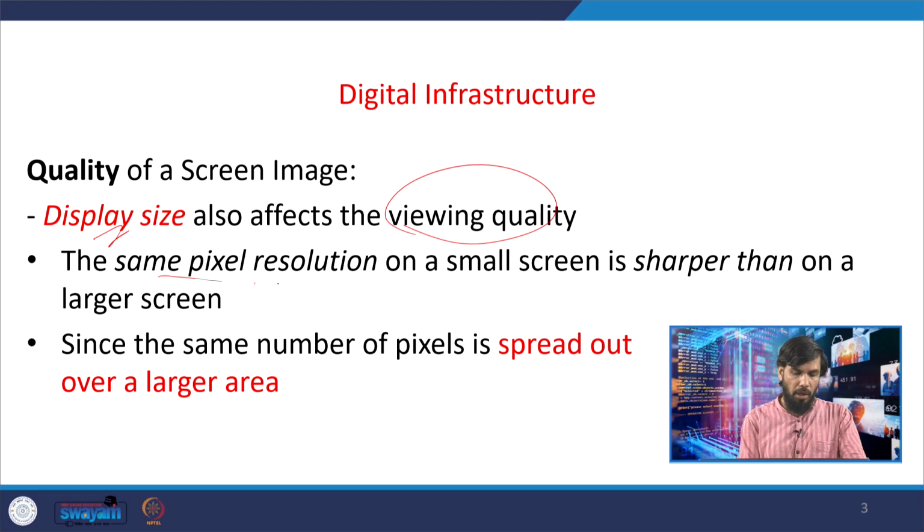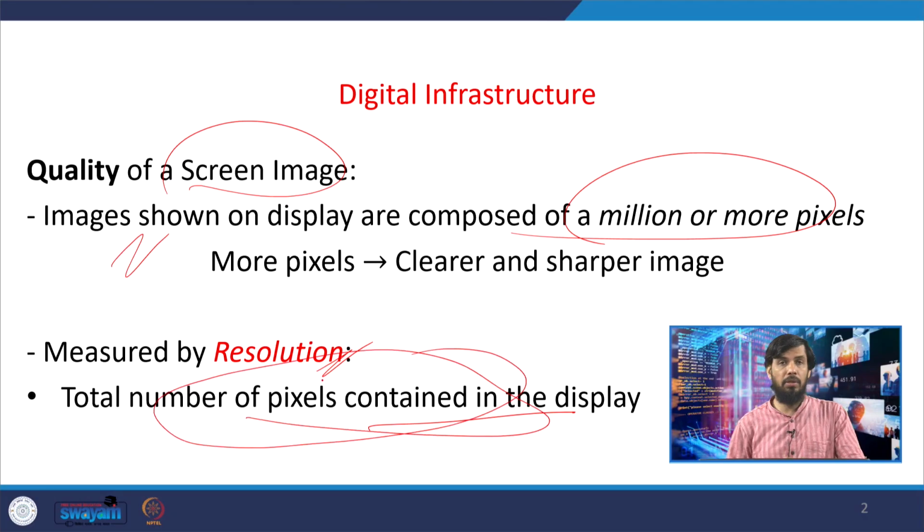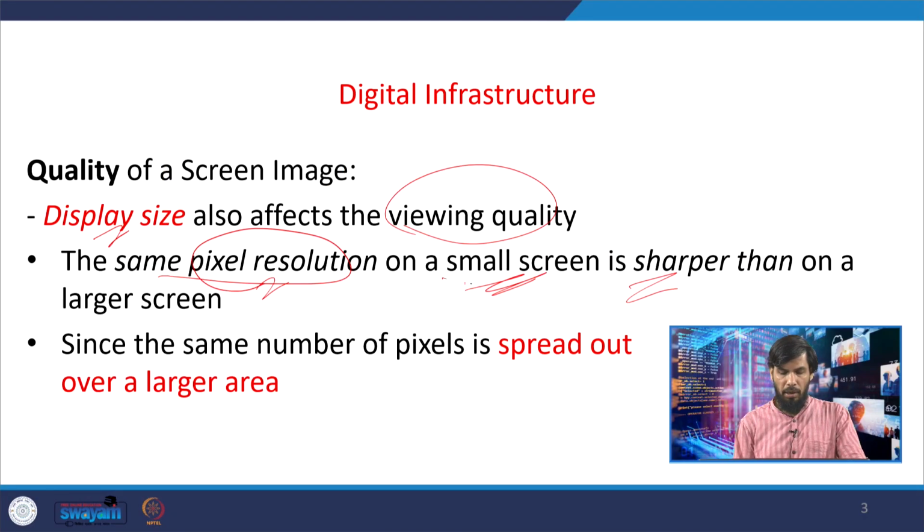if we are keeping the same pixel resolution, on a small screen it will look sharper. Same pixel resolution means the same number of pixels. Remember, resolution is the number of pixels contained in the display. So, if we are taking a small screen, the same number of pixels would be distributed across a small screen, so the image will look sharper, and if the same number of pixels are distributed across a larger screen, then the image would be slightly less sharp than it would be on a small screen, right.